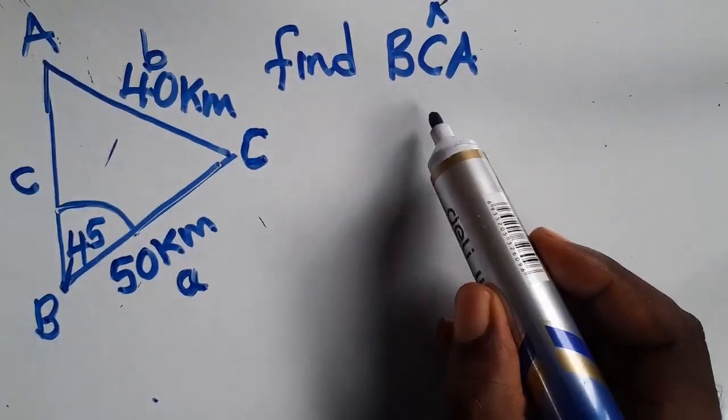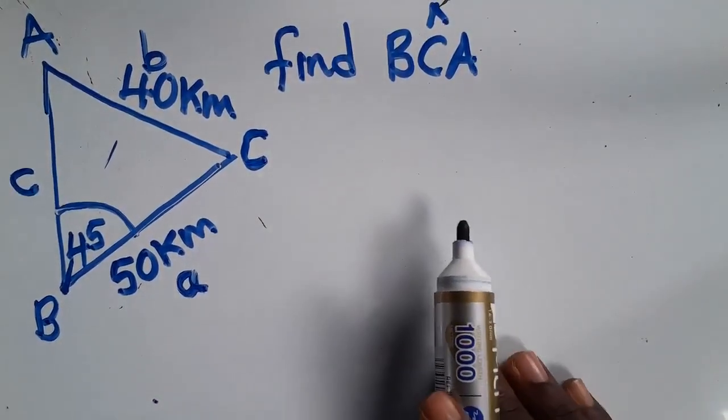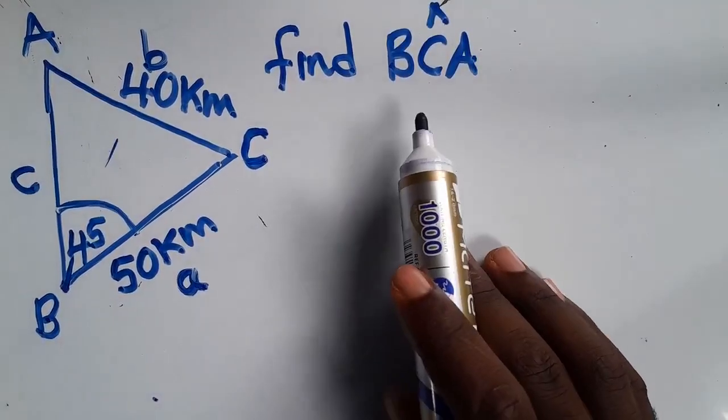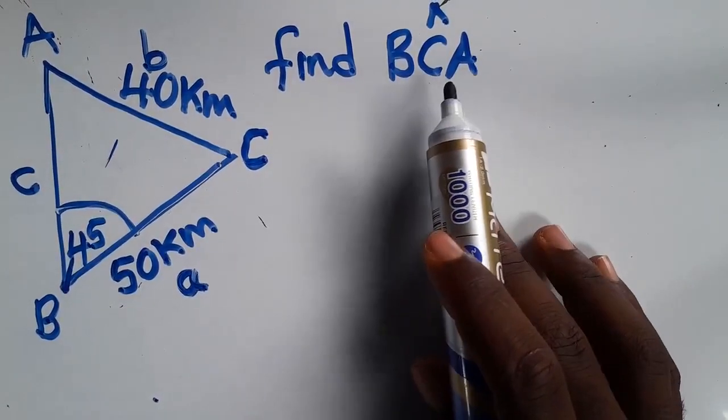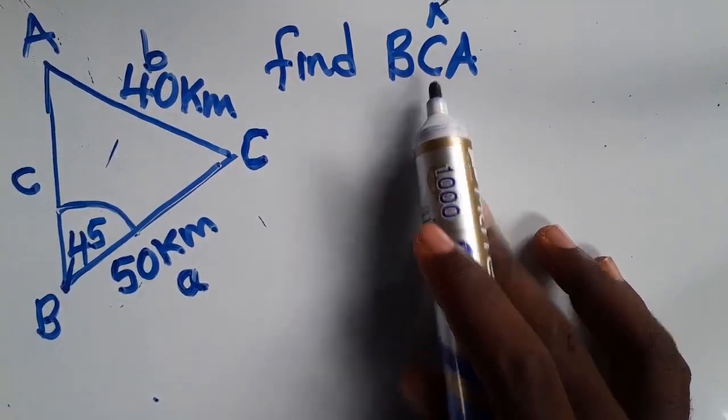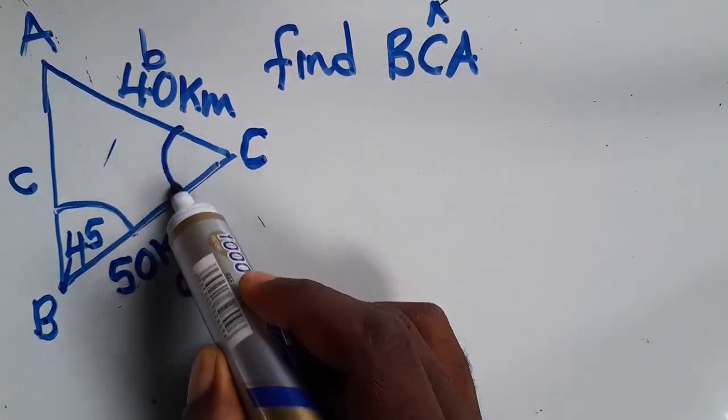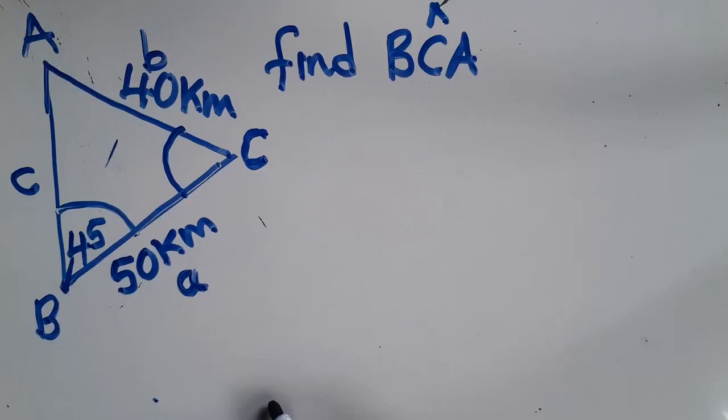So we go straight to our question. What are we told in the question? In the question, we want to find BAC. In other words, we want to calculate angle what? C. Where is angle C? Angle C is there.